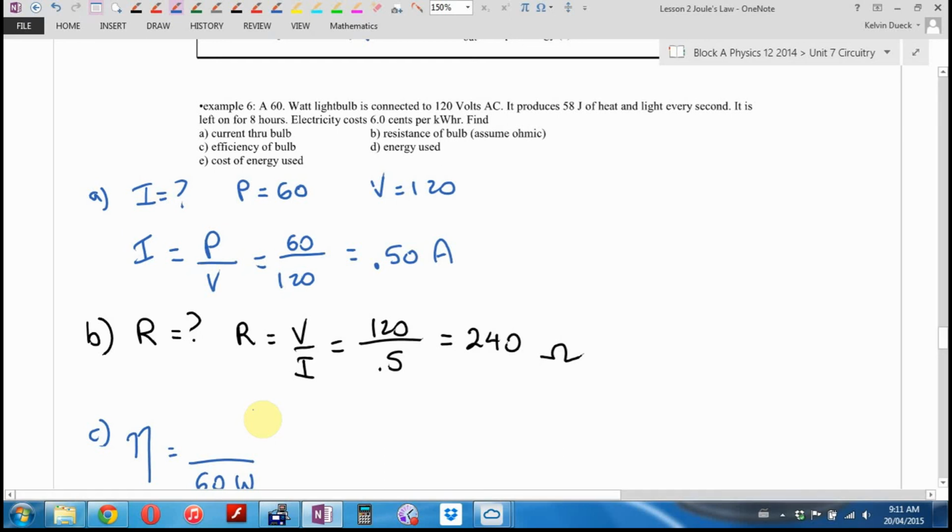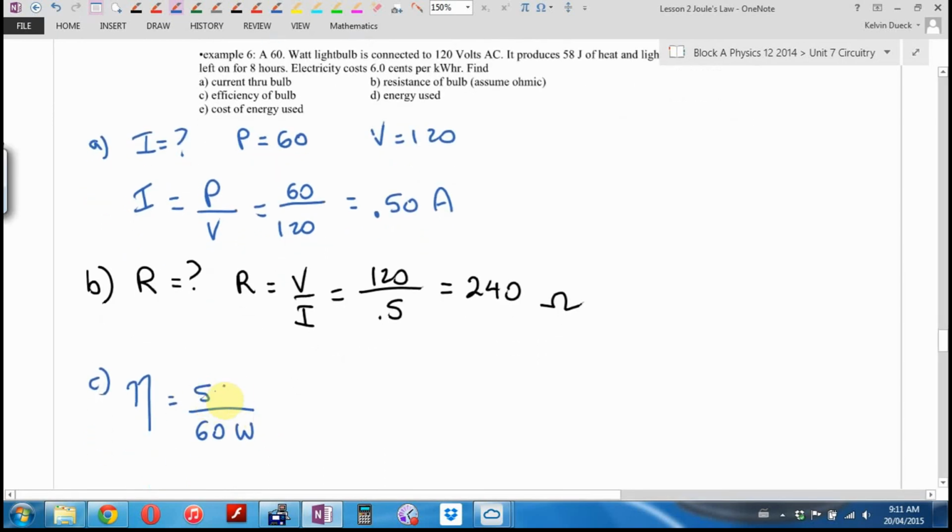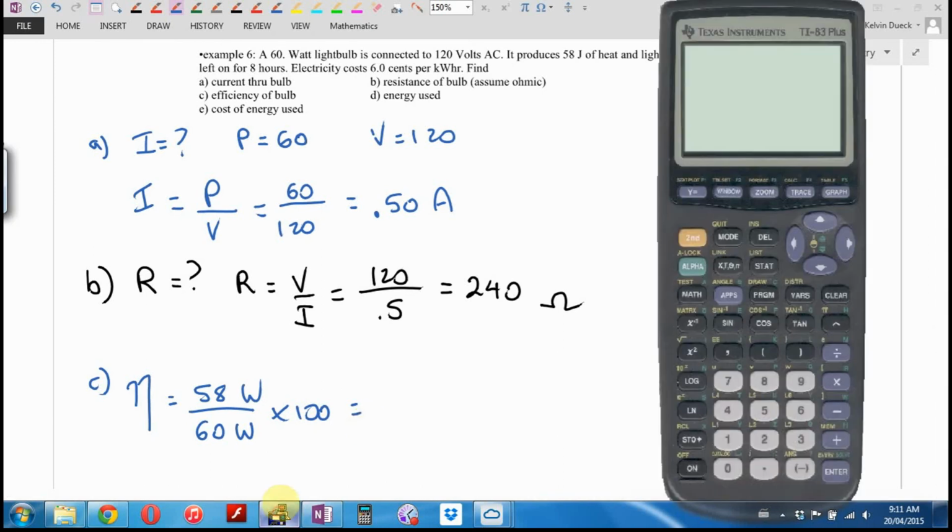Oh, that's work over time. So even though they said joules, 58 joules every second is 58 watts. Oh, and then times 100 to make it a percent. You get 96.7%?